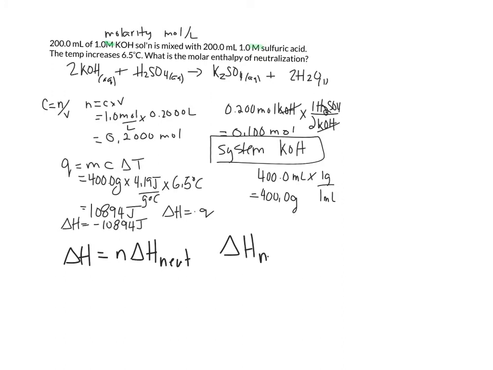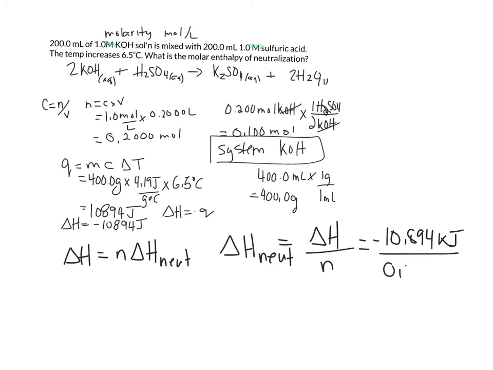The molar enthalpy of neutralization is the change in energy for this reaction divided by the number of moles in this reaction. So let's change that to kilojoules. So negative 10.894 kilojoules divided by 0.2 moles. And that gives us negative 54.47 kilojoules per mole.